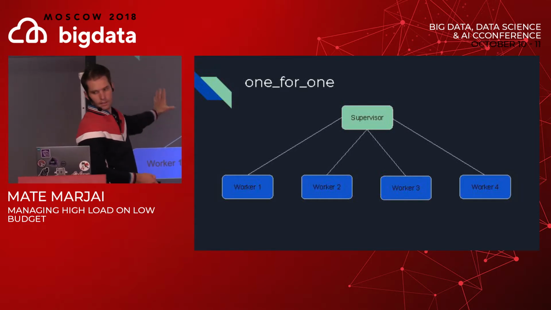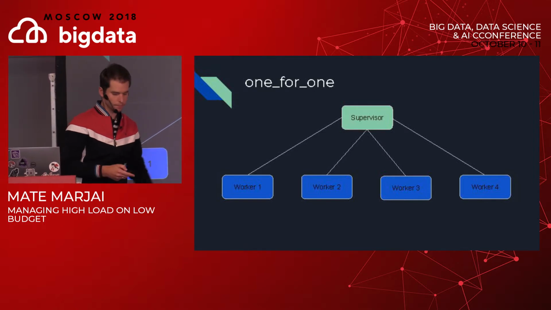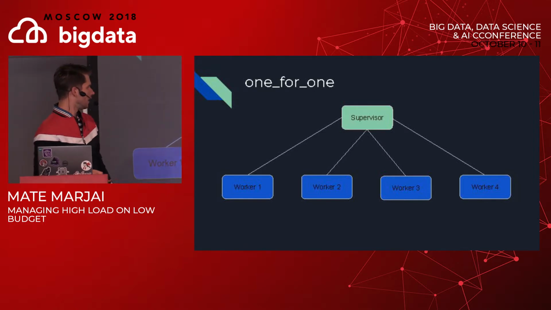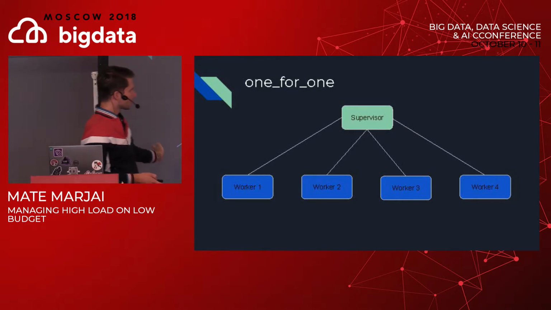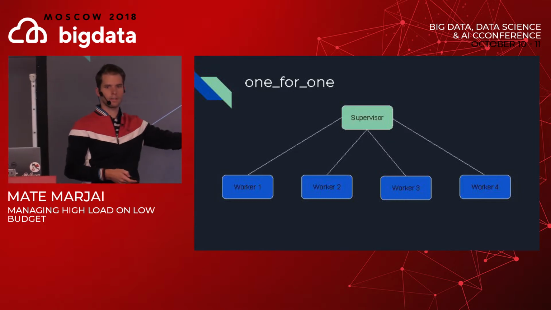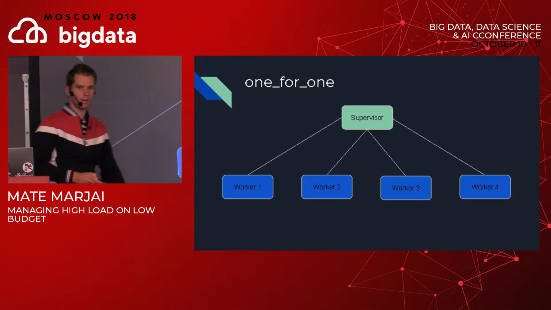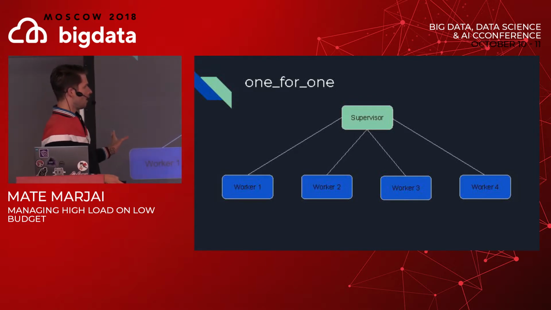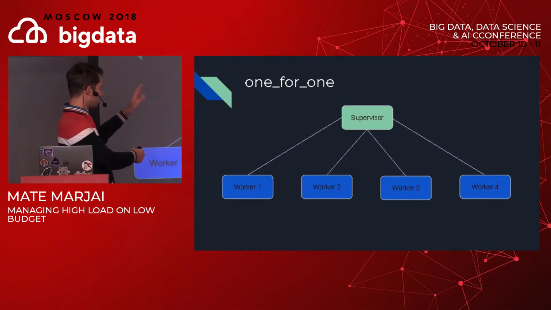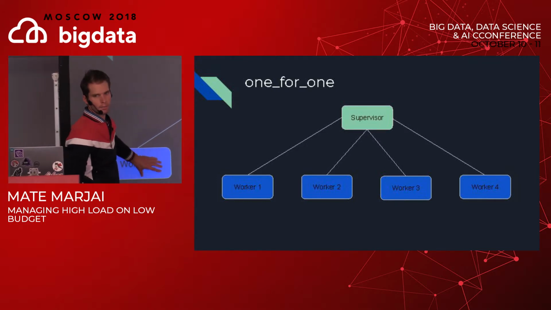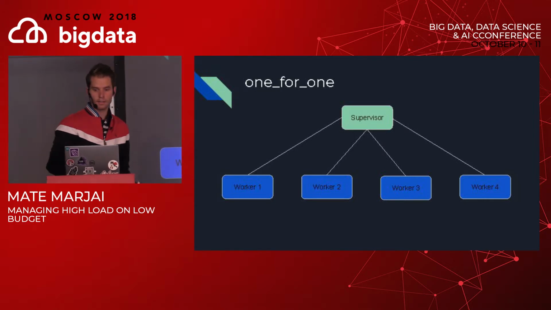If I apply this strategy called one-for-one to this kind of process tree, what happens if one of the workers goes away, something bad happened? The rest of my processes are independently working. They're not affected by this change at all. There's no dependency between these processes whatsoever. So I can independently restart the failed process, no problem. Okay, so this is great.